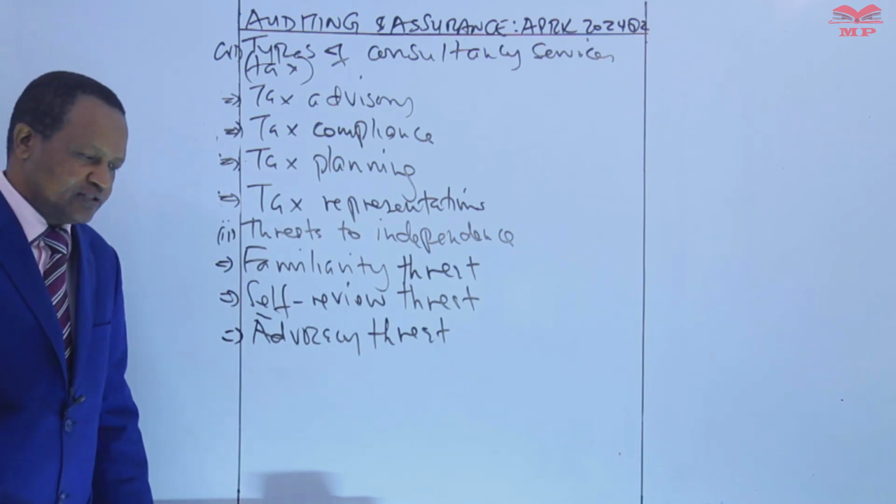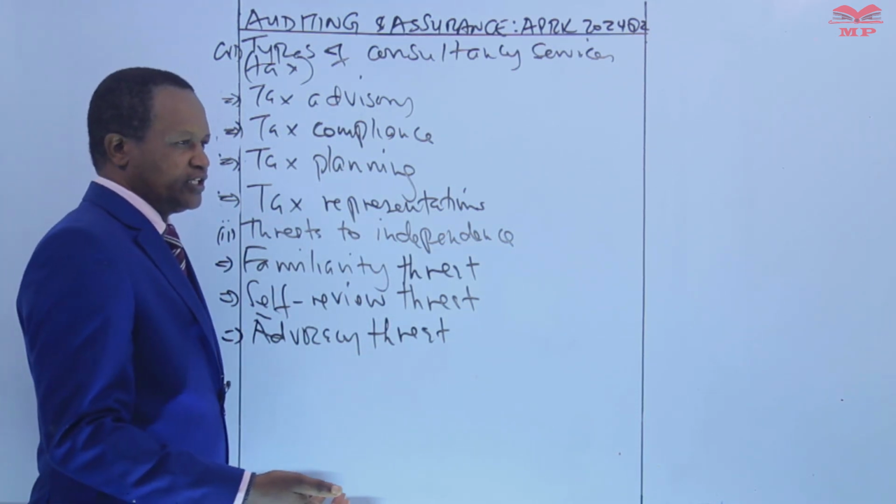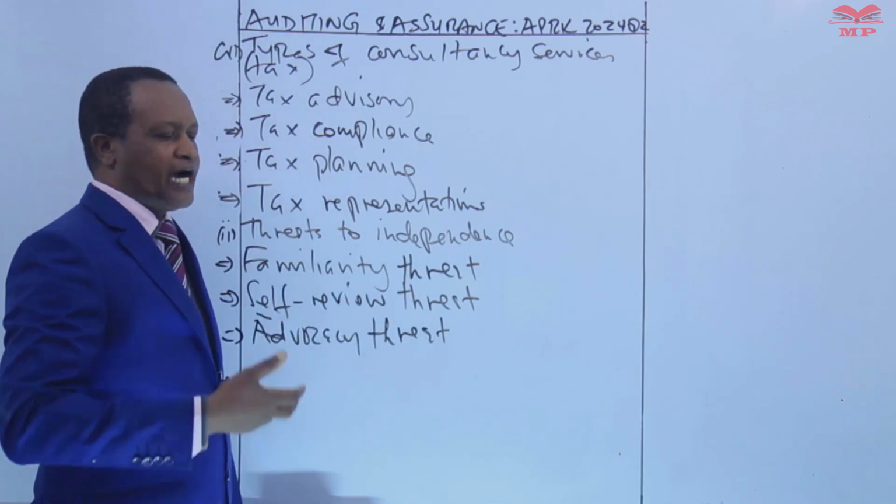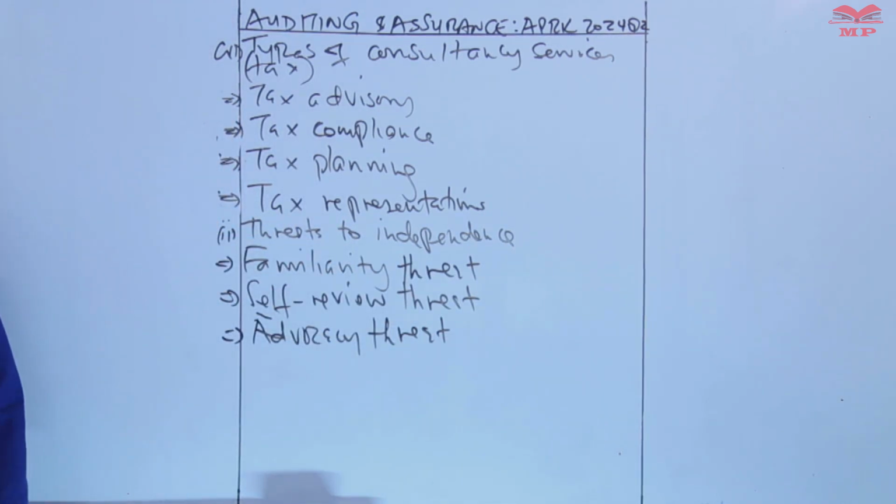Because we know self-interest threat is referring to having a benefit, is it not? Is it not a benefit to the auditor, financially or otherwise? How do you explain it? It is true, there is a threat known as self-interest, but how do you explain it in the context of an auditor providing tax consultancy services?